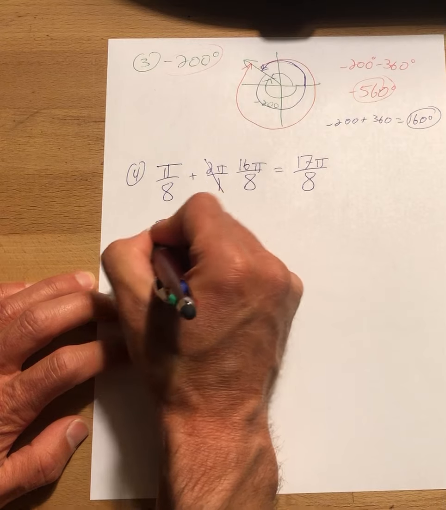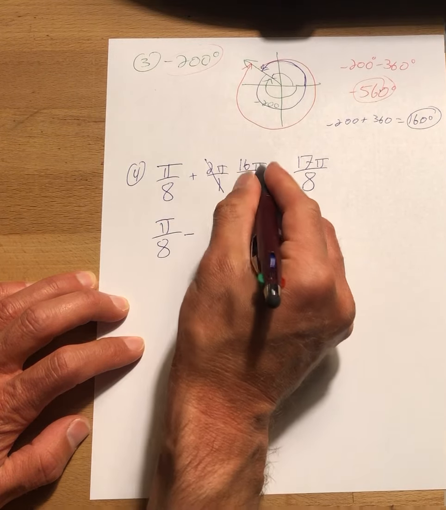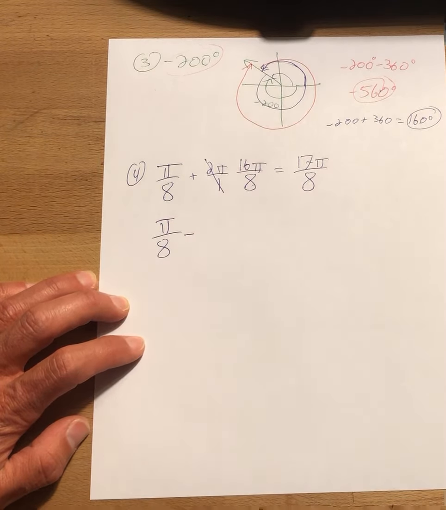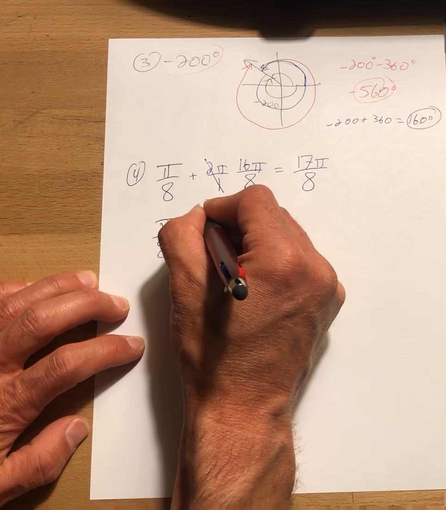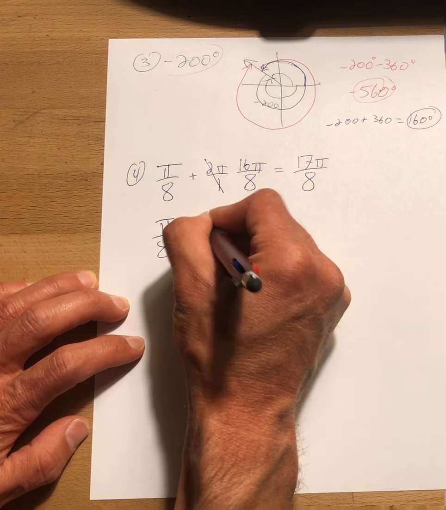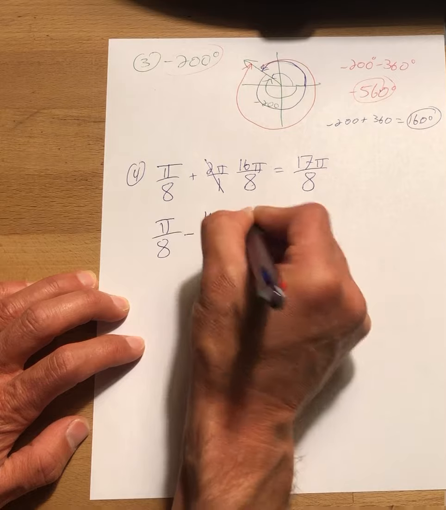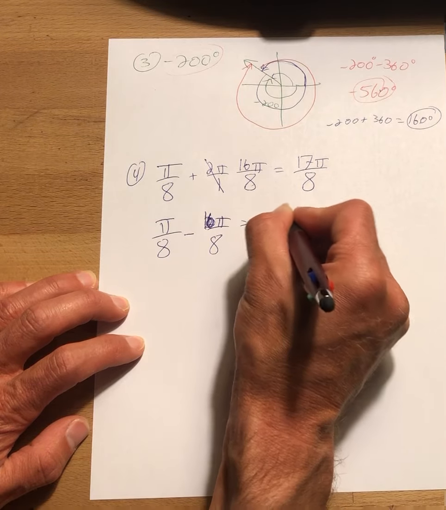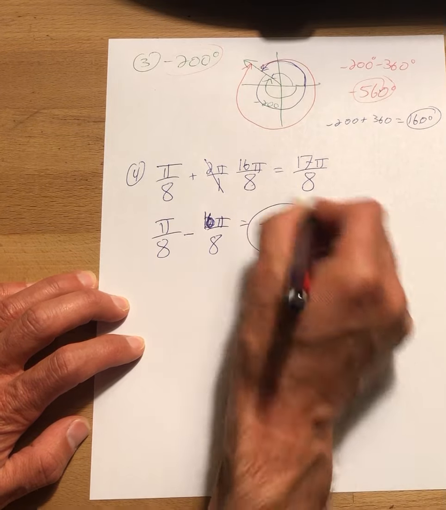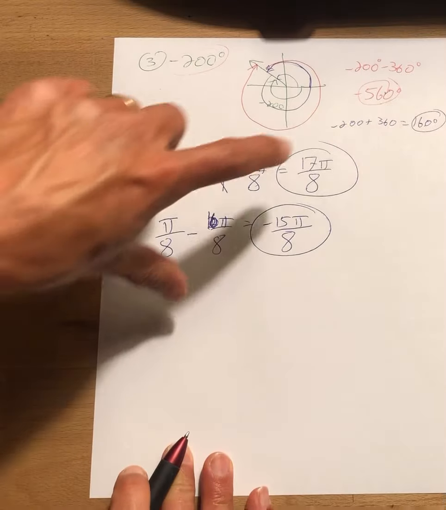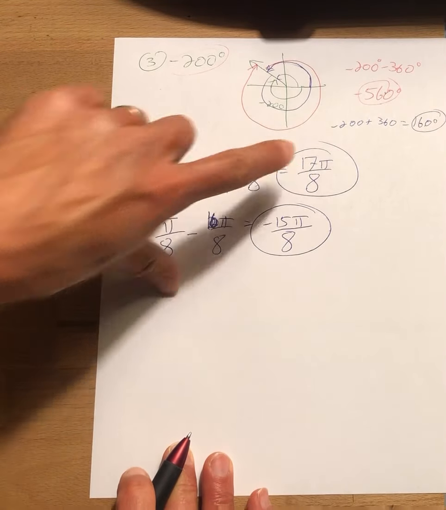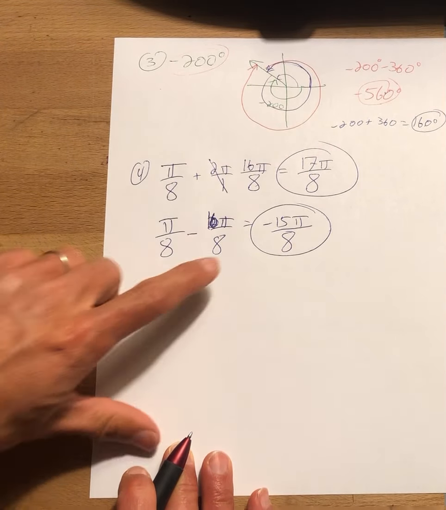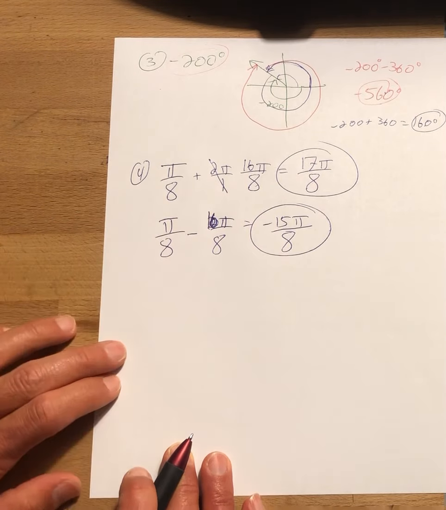Now, pi over 8 minus, we know 16 pi over 8 is the same as 2 pi, minus 16 pi over 8 is going to give me negative 15 pi over 8. So sine, cosine, and tangent of 17 pi over 8 is the same thing as sine, cosine, and tangent of negative 15 pi over 8.